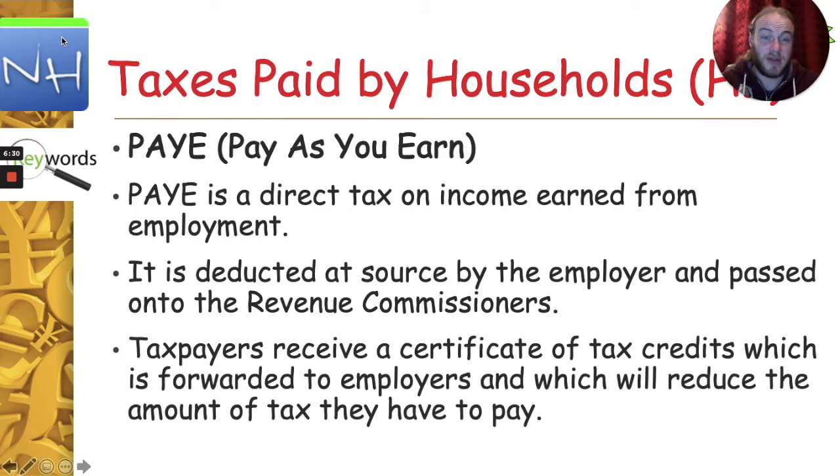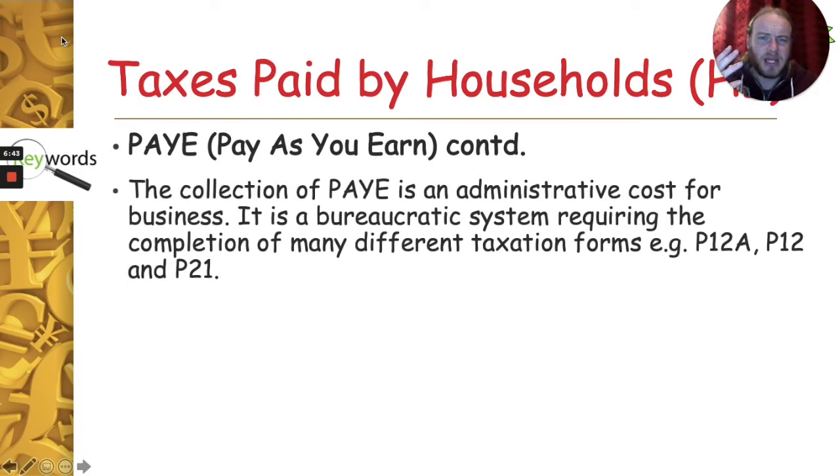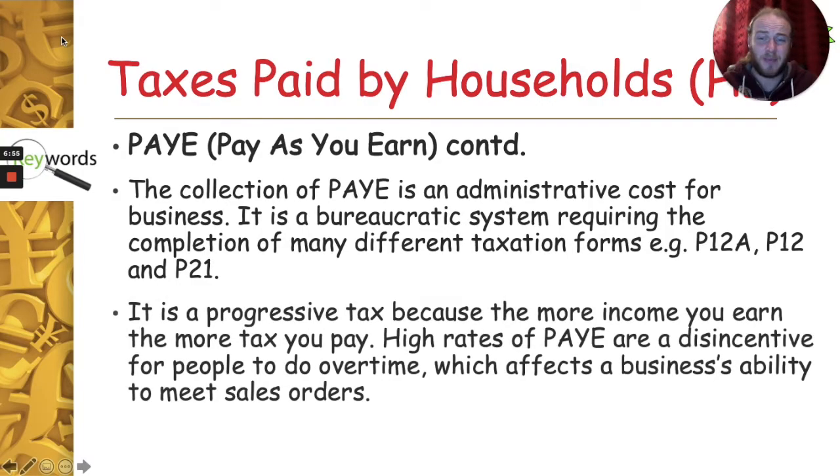We talked about the certificate of tax credits before. So the employer knows how many tax credits to take off the employee, and first how much they actually have to pay. Collecting and administering PAYE is a huge administrative burden and task on the business. There's a lot of bureaucracy involved with the different forms, like your form P12A, the P12, P21. So there's lots of different tax forms and a lot of paperwork involved in it.